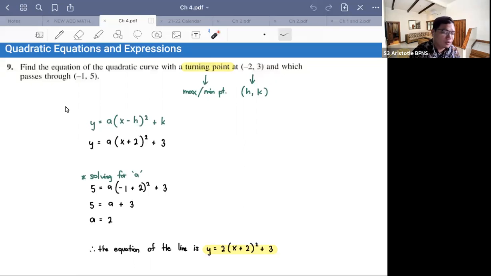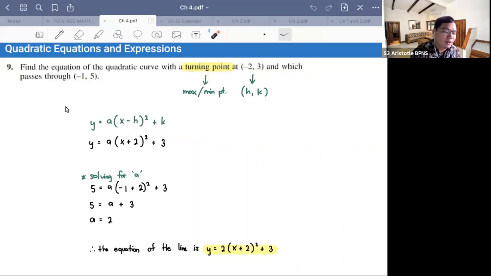Okay, so let me read the question. Find an equation of the quadratic curve with a turning point at (-2, 3), and which passes through (-1, 5). All right. So when it says turning point, again, it is either the maximum or the minimum point of the curve. We don't know, right? What we know is that this is the turning point.